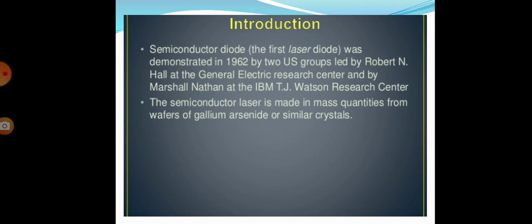The semiconductor diode laser was demonstrated in 1962 by two US groups, one led by Robert N. Hall at the General Electric Research Center and the other by Marshall Nathan at the IBM T.J. Watson Research Center. The semiconductor laser is made in mass quantities from vapors of gallium arsenide or similar crystal.